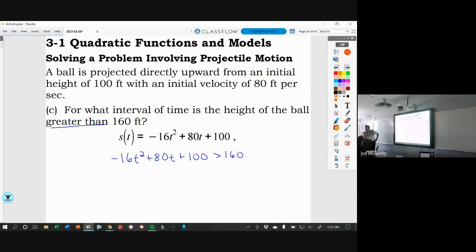And how would you go about solving that? Solve it, so we find the time. You want it to be 0, right? So then you move the 160 over. Subtracting 160 from both sides, I have negative 16t squared plus 80t plus 100 minus 160, which is negative 60.